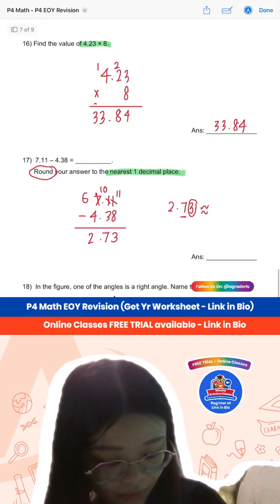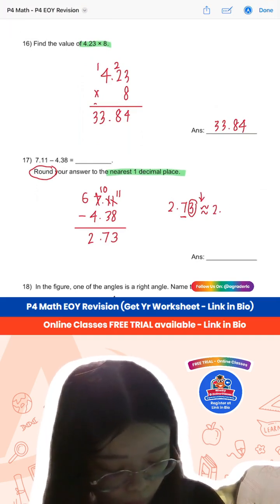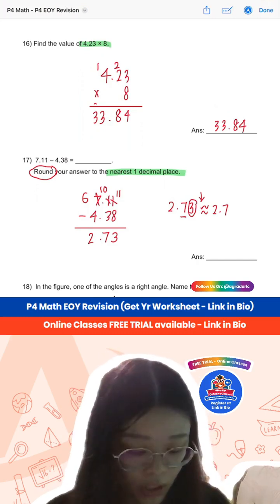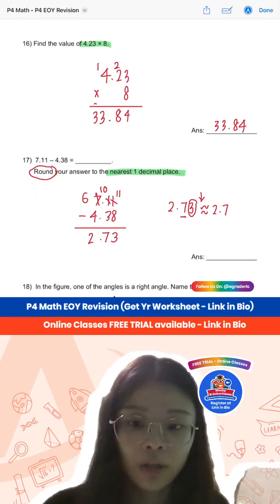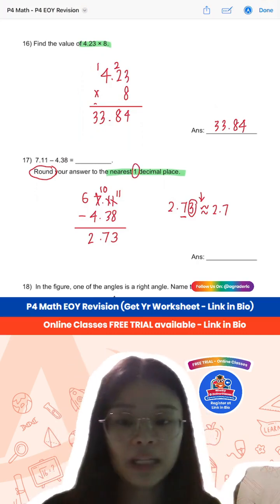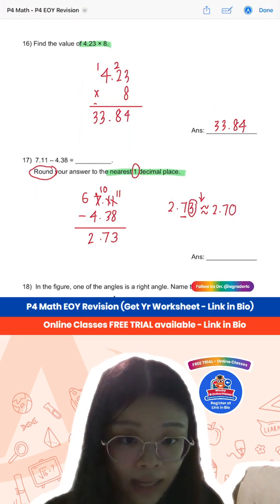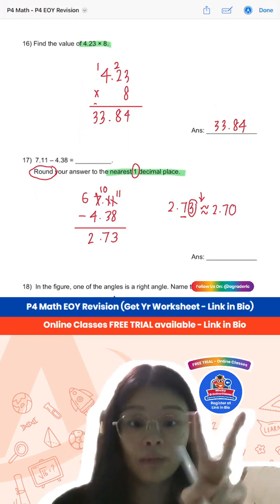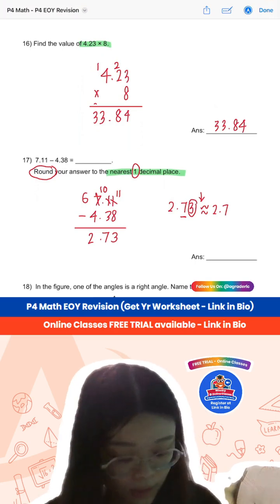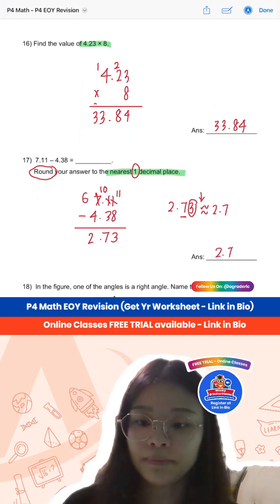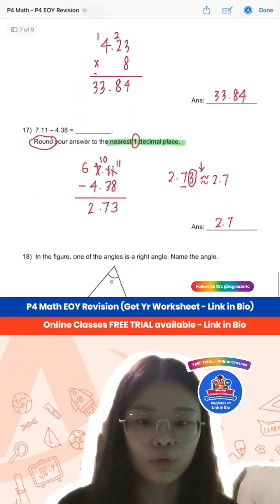So we round down since it's 3, so we get 2.7. Do we need to write the 0? We round down, right? We don't need to write the 0, because I only want one decimal place. If I add the 0 like that here, then this becomes 2 decimal places already. So no zeros. So just 2.7.